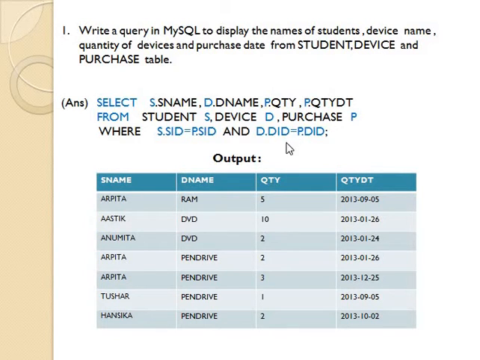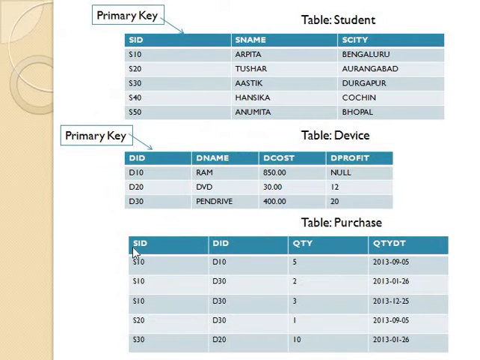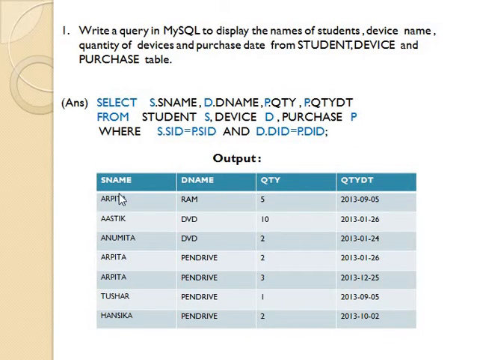Now let's check the second part of the joining condition, which says d.did is equal to p.did, or the DID column of the device table should be equal to the DID column of the purchase table. Now for the SID value S10, the corresponding DID value D10 in the purchase table is equal to the DID value D10 in the device table, and the associated device name is RAM. That's why in the output table, for the first entry of Arpita, the associated device name is RAM.